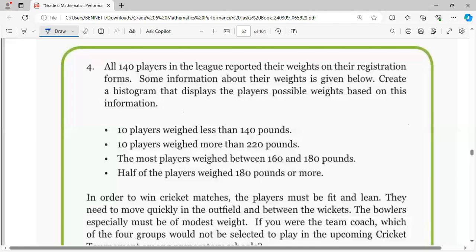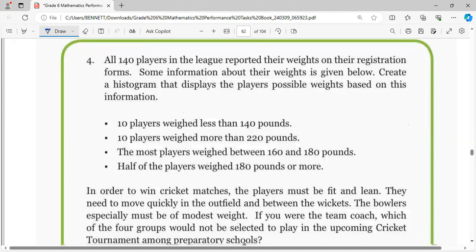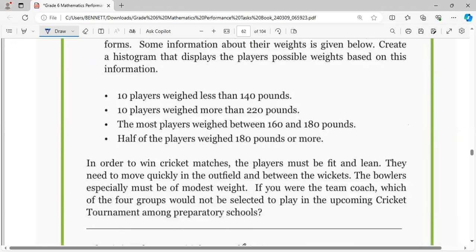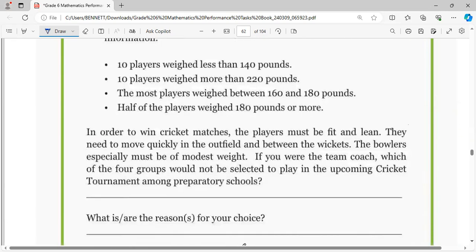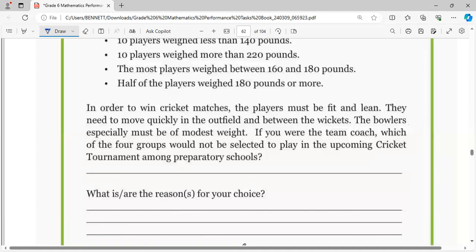Create a histogram to display the players' possible weight based on the information. 10 players weigh less than 140 pounds. 10 players weigh 240 pounds or more. Most players weighed between 160 and 180 pounds. Half of the players weighed 180 pounds or more. In order to win a cricket match, the players must be fit and lean. They need to move quickly and outrun. What is the reason for your choice? The bowlers especially must be of modest weight. If you are to be the team coach, which of the 4 groups would not be selected for the upcoming cricket match?